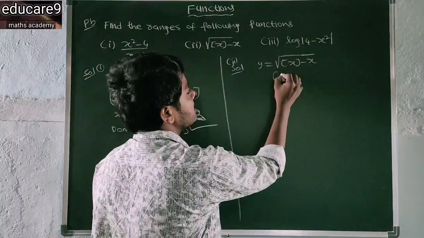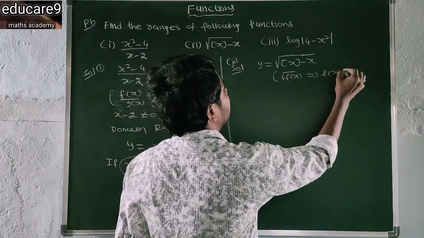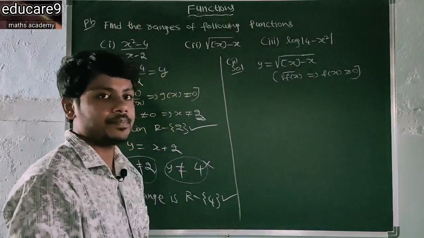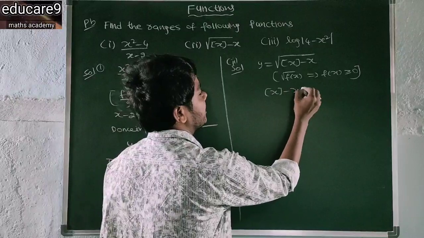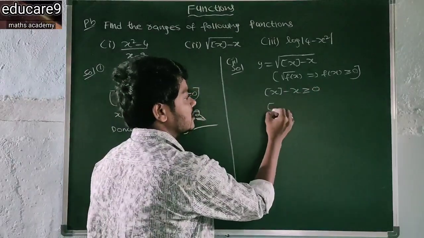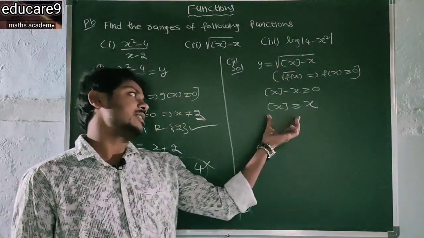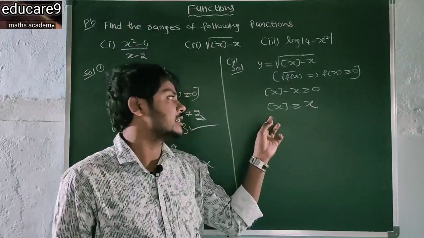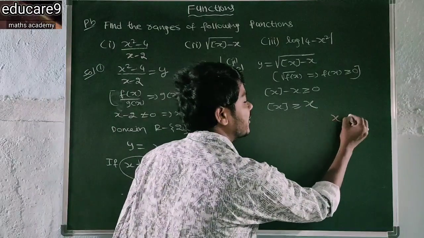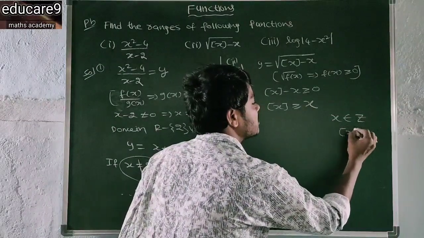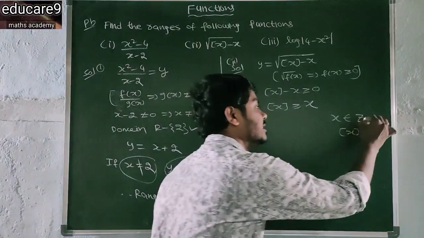Root of f of x. You know that these conditions are greater than or equal to 0. So what is f of x here? Step x minus x is greater than or equal to 0. So step x is greater than or equal to x. Now using this condition, you want to find the x value. See here, equal to is also there. You know that if x is an integer, then step x is equal to x. So equal to is there. Therefore, integer values are satisfied.